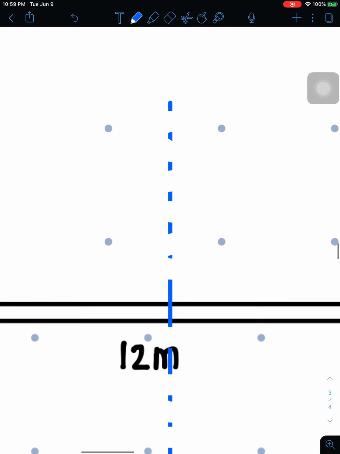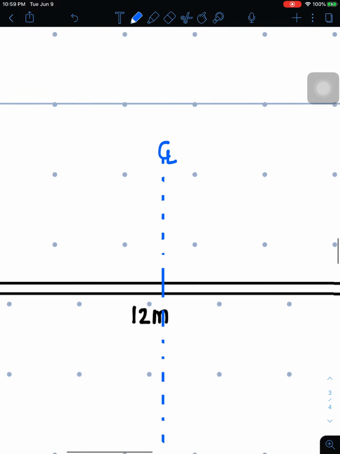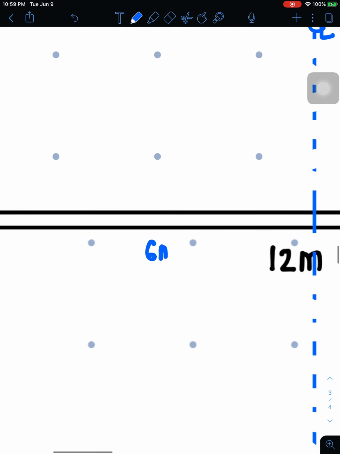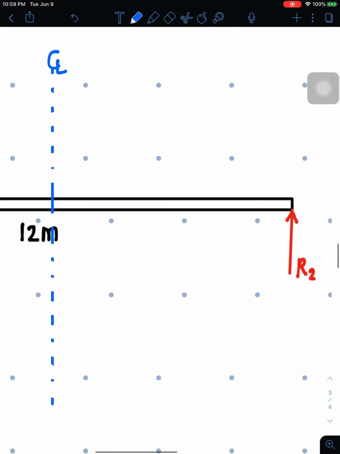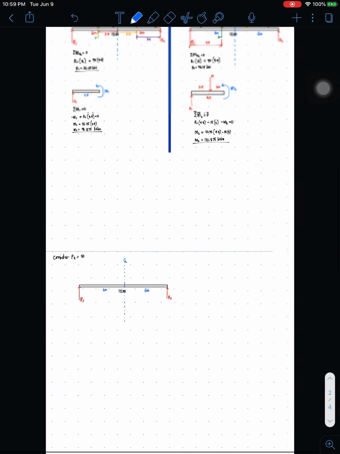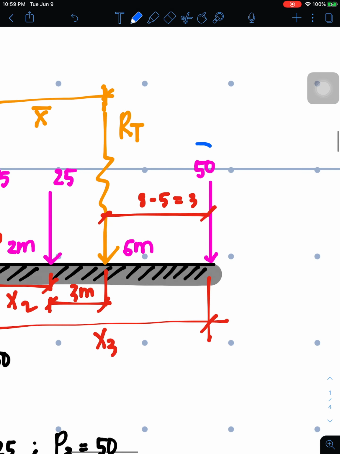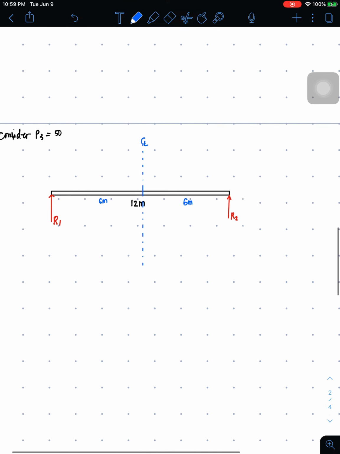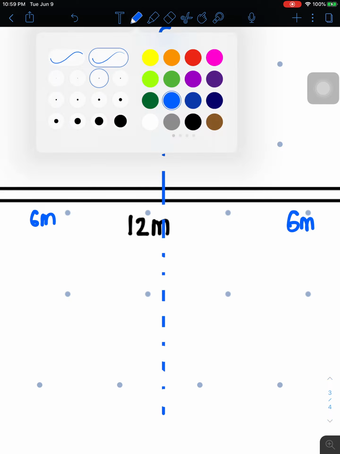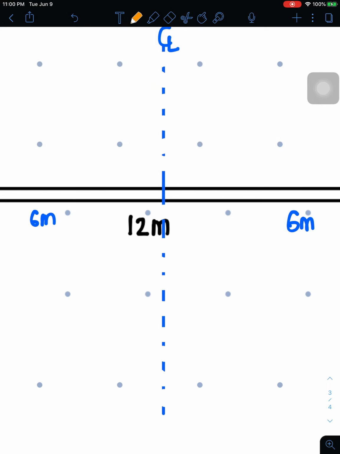Okay, so this is the center line, and now this is 6 meters, and then 6 meters. So the distance between the resultant and 50 is 3 meters. So if we're gonna use that, 50 is on the right side of the center line, and RT, or the resultant, is on the left side of the center line, with 1.5 on both sides. So I'll place here the resultant.